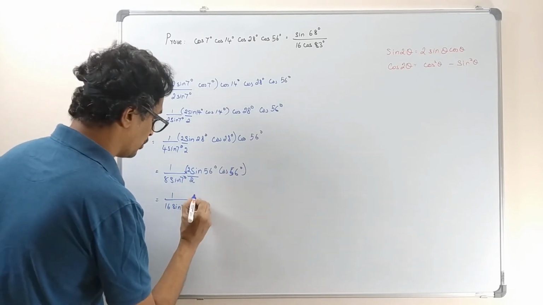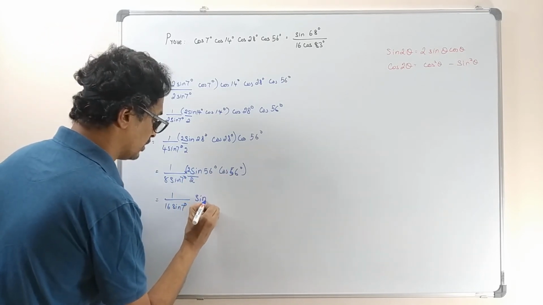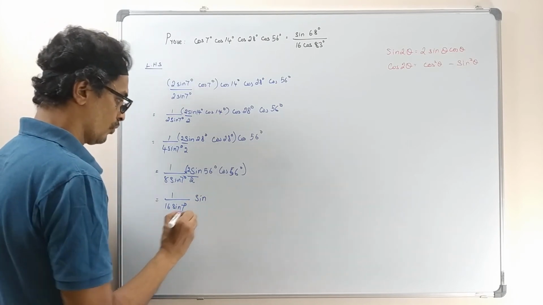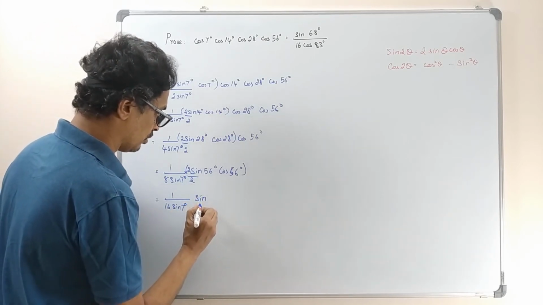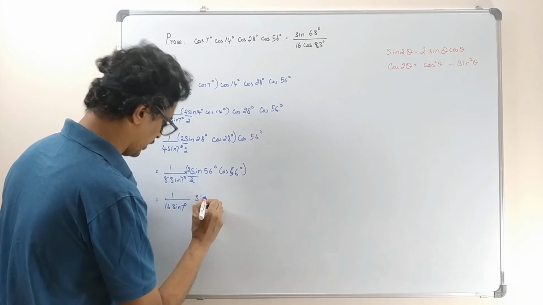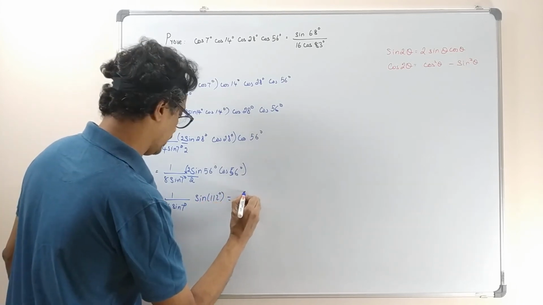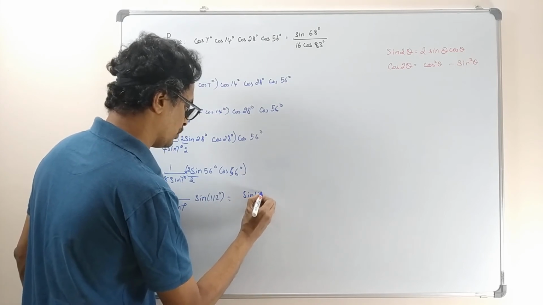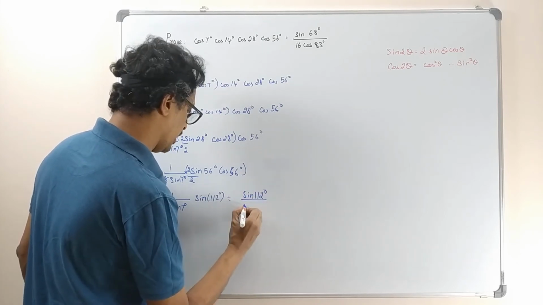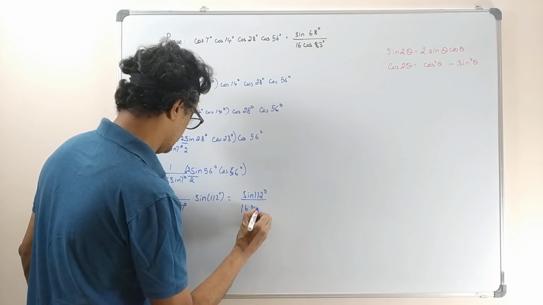So what will it be? Sin 112 degree. How much will it be? 112. Okay, 112 degree. So what is the answer we are having? Sin 112 degree divided by 16 sin 7 degree.